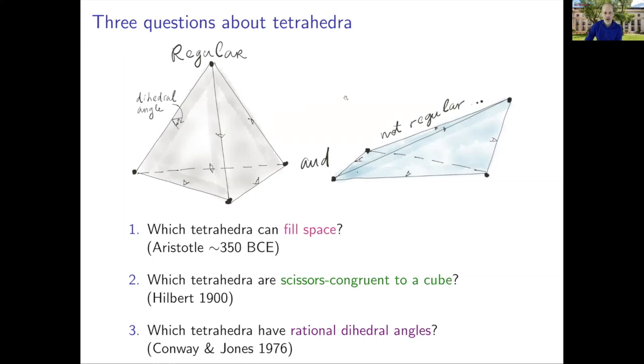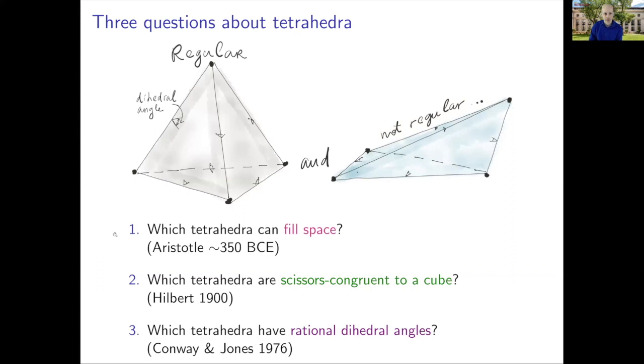But you can also have non-regular tetrahedra. A tetrahedron can be any solid figure that's bounded by 4 triangles, like this one here. And I'm going to ask, well, it's not my questions, but there are 3 old questions about tetrahedra and 2 of them are still unsolved. I want to explain what these are, and I'll explain the terms that I'm using in these problems.